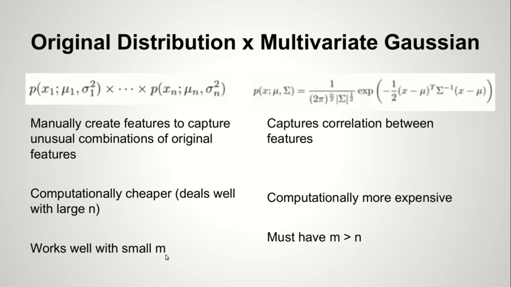And the original distribution works well with a small training set. So if we have small values of m, it will still perform okay. But in the multivariate Gaussian, we must have a very large m in order to have a good model. This proportion has to be, let's say, m must be 10 times greater than n in order to have a good model.